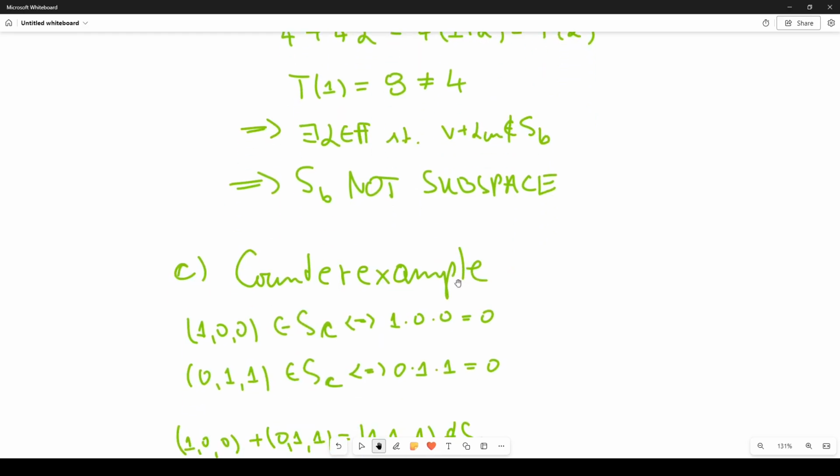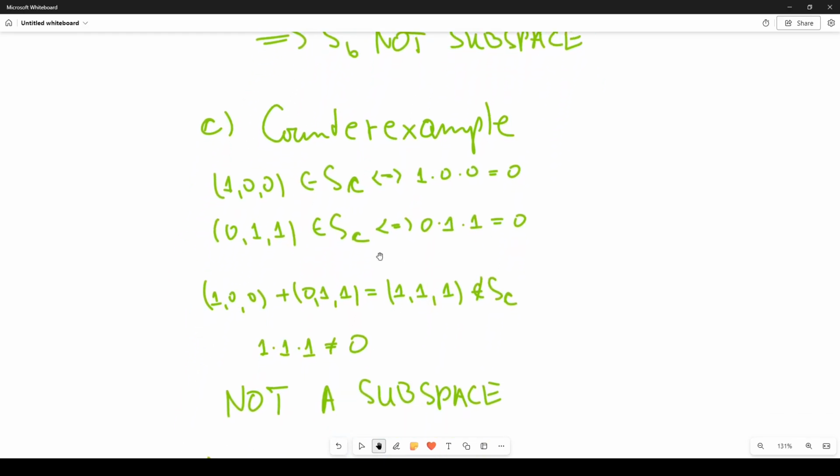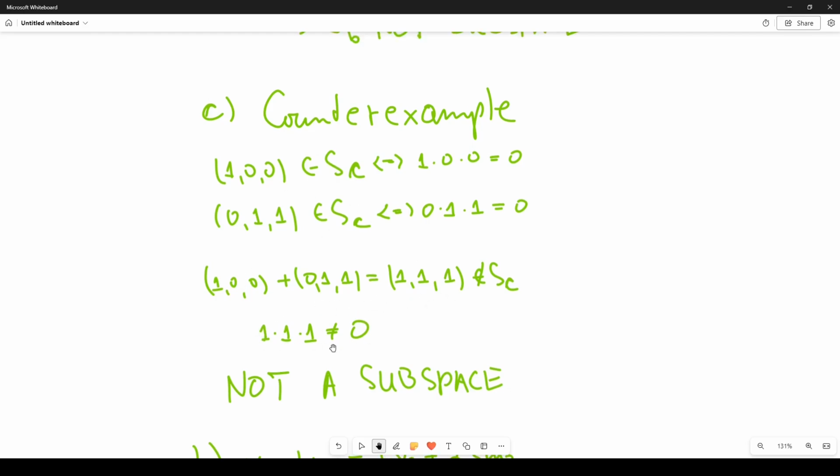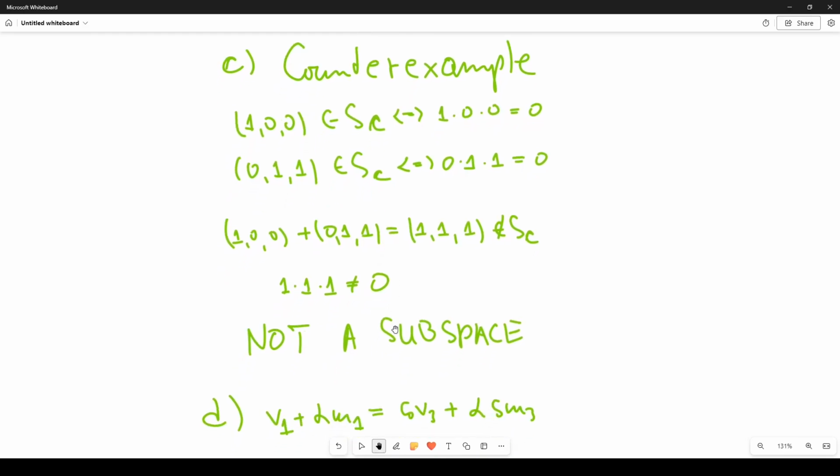Now, for the subset C, the condition to belong to S of C is that when you multiply its coordinates, you get 0. So that means at least one of the coordinates has to be 0. So I take these two elements. This belongs to S of C because there's a 0, and this also belongs to S of C. But when I add them up together, I get this ordered triplet, and this product is not equal to 0. So this cannot be a subspace.